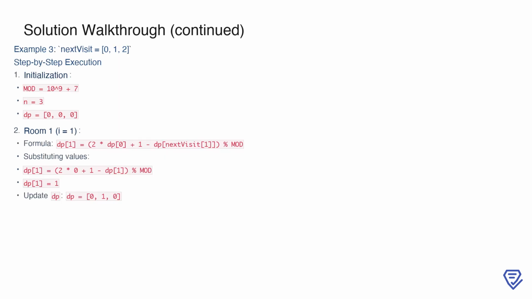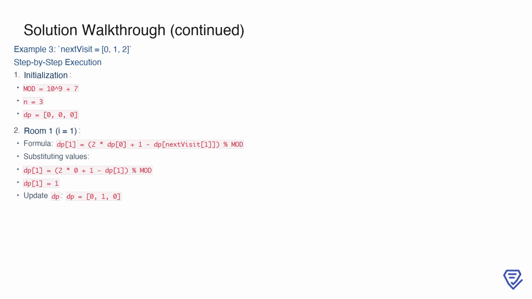Now, let's look at a third example where next_visit equals [0, 1, 2]. The initialization remains the same. We set mod to 10 to the power of 9 plus 7, n to 3, and DP to [0, 0, 0]. For room 1, we calculate DP[1] using the formula. Substituting the values, DP[1] equals (2 * DP[0] + 1 - DP[next_visit[1]]) % mod. Since DP[0] is 0 and DP[next_visit[1]] is also 0, this simplifies to DP[1] equals 1.